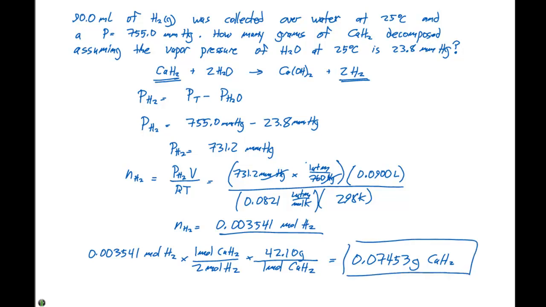To recap here, we used our partial pressure expression to get the partial pressure of hydrogen as the total pressure minus the pressure of the water. Then we used the PV equals nRT expression to get how many moles of H2 are present. We then took the number of moles of H2 and converted it to grams of, in this case, CaH2. And that is what's given here as 0.07453 grams of CaH2.